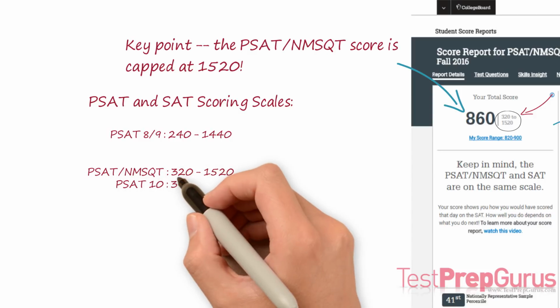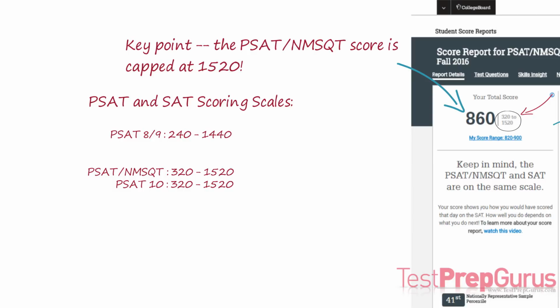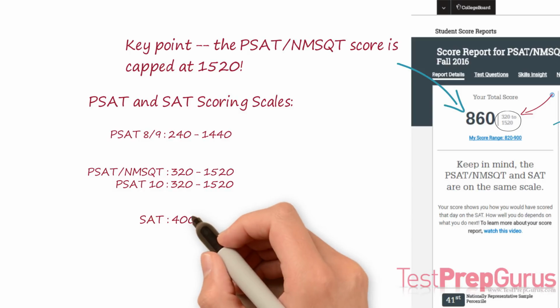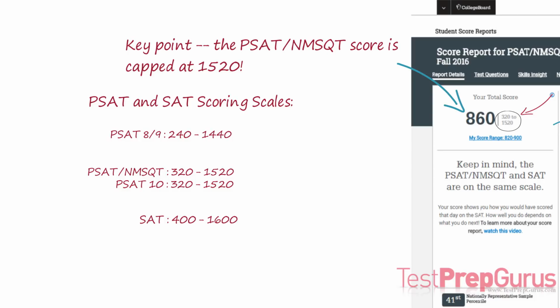The PSAT 10, which is a PSAT for 10th graders that is given in the spring at select high schools, is also capped at 1520. Finally, we have the SAT, which goes up to 1600. If you think three separate scoring scales is needlessly confusing, trust me, you are not alone. But there is a method behind the madness.